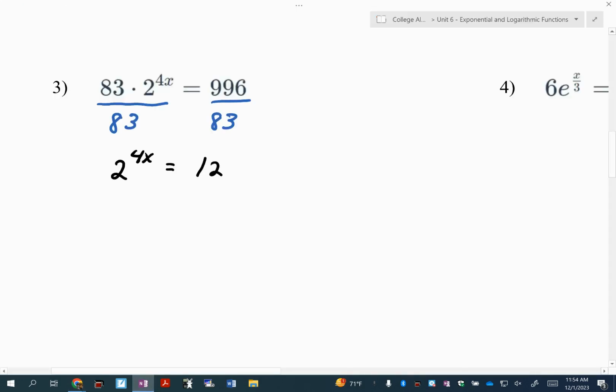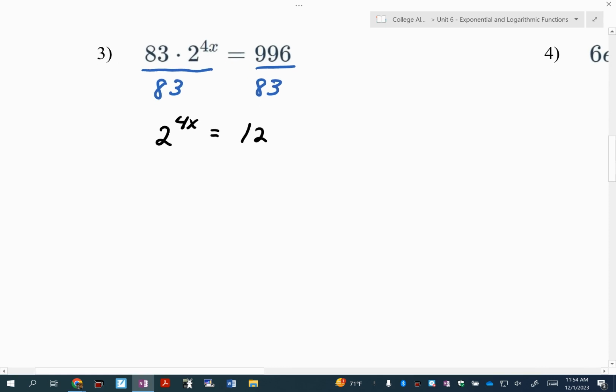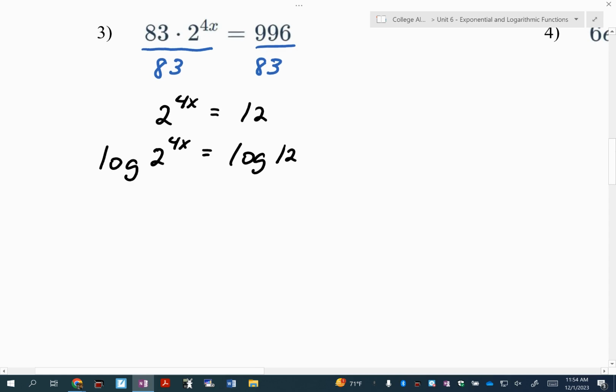Now you'll notice I cannot rewrite 12 with a base of 2. 2 to the third power is 8. 2 to the fourth power is 16. So there's no way to do number 3 like I did numbers 1 and 2. Because that's not possible, this is where I taught you to take the logarithm of both sides. Essentially write log in front of both sides of the equation. By doing that, I can use a property called the power property to take this power and move it to the front to become 4x times the log of 2 equals the log of 12.